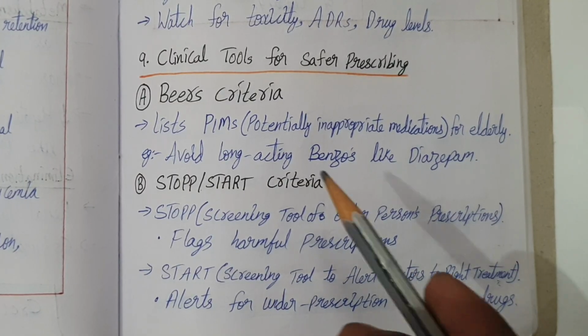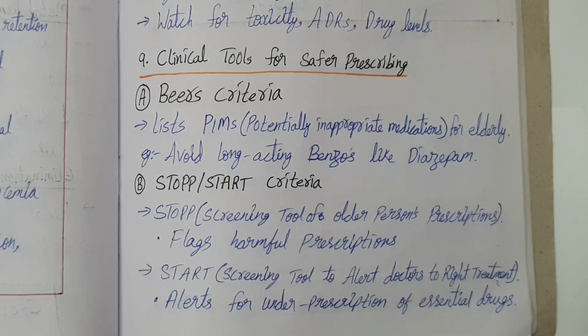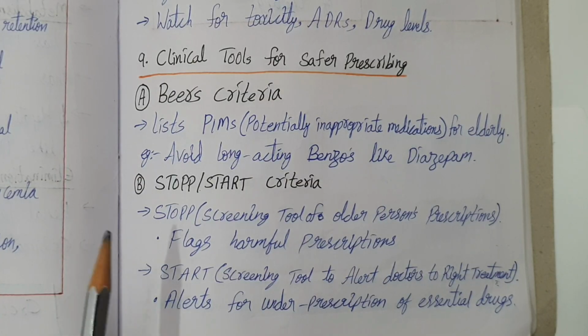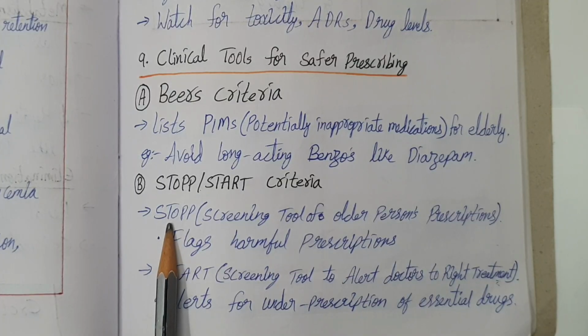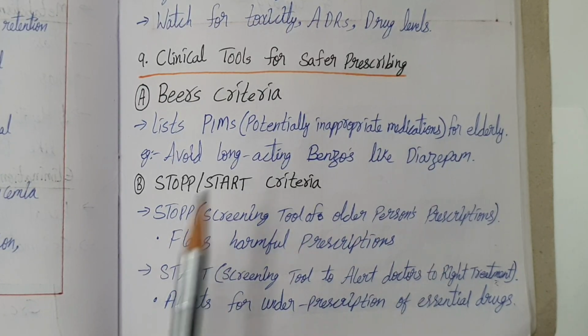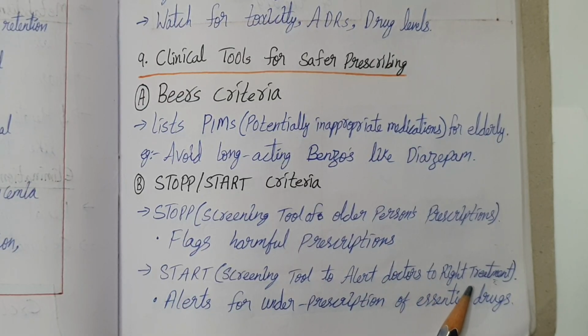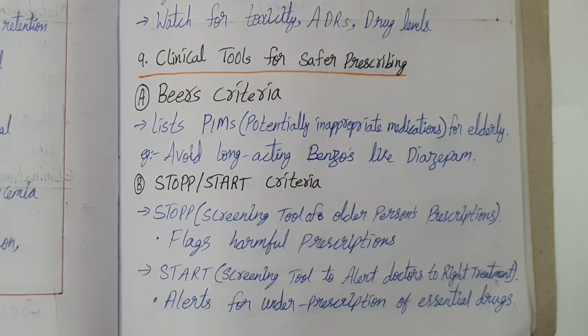There are tools to help us prescribe safely. First one is the Beers criteria. It lists drugs to avoid in elderly patients. For example, avoid long-acting benzodiazepines like diazepam. Then we have the STOPP/START criteria. STOPP is the Screening Tool of Older Persons' Prescriptions. It flags harmful drug prescriptions. And START is the screening tool to alert doctors to right treatment. It reminds us to prescribe needed drugs and alerts for under-prescription of essential drugs. Together, they help avoid both over and under treatment, and treatment failure and toxicity are also avoided by these tools.